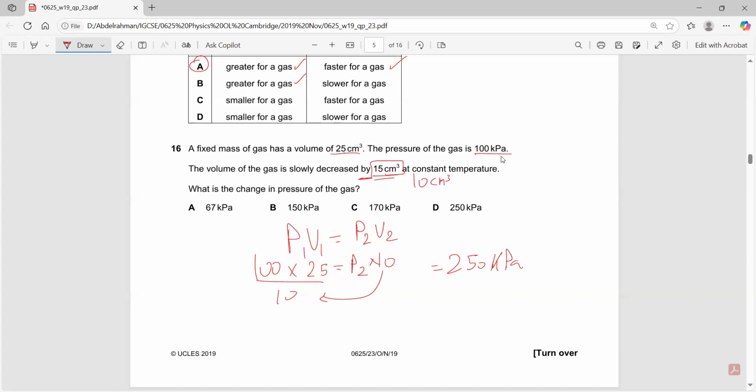A lot of you might say it's D, which is wrong. Why? Because this is the final pressure. The question is asking you to find the change in pressure. So the initial pressure was 100 kilopascals. The final pressure was 250. So 250 minus 100 is 150 kilopascals. This is the change in the pressure. Okay? Please take care while reading these questions.